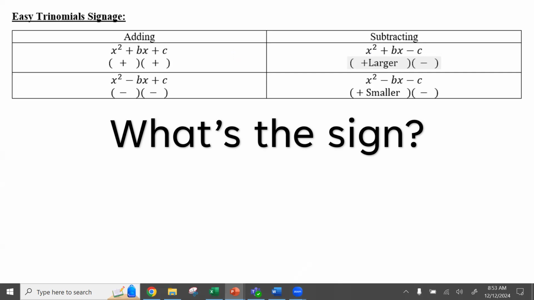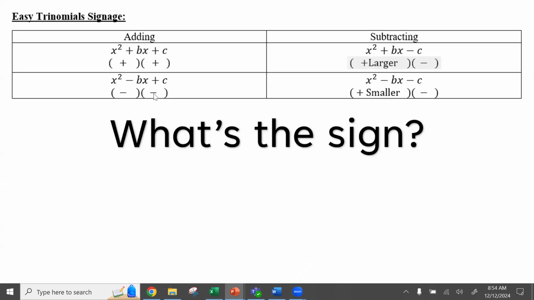You're going to have two binomials, and you're going to have to figure out the signs, okay? Here on the left, you always look at the second sign first, okay? Always look at the second sign because that tells you whether you're adding to get the middle term or you're subtracting to get the middle term, okay? In this case, it also tells you what kind of signs you're going to have.